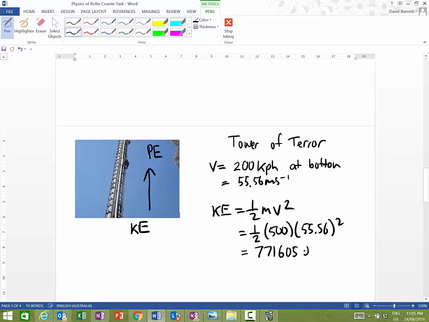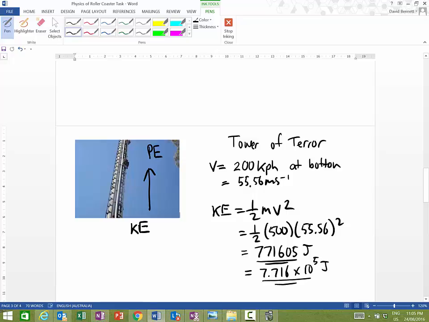771,605 joules. Thinking about appropriate rounding off is pretty important with that. Another way of writing it more scientifically would be 7.716 times 10 to the 5 joules. Okay, that's in scientific notation.